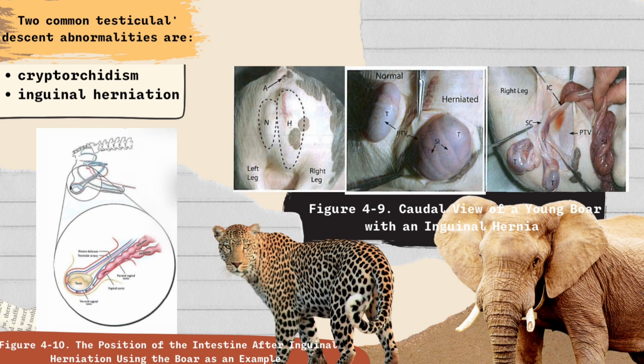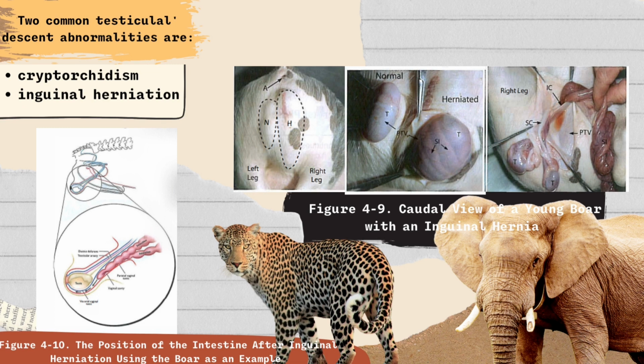Bilateral cryptorchidism results in sterility. However, cryptorchid testes are capable of producing testosterone. Thus, the cryptorchid male possesses secondary sex characteristics that are normal and has normal reproductive behavior.